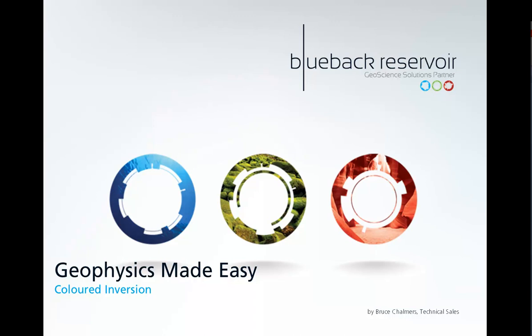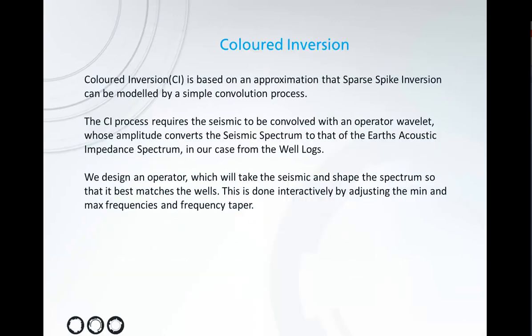In this episode we're going to look at colored inversion. Colored inversion is based on an approximation that sparse spike inversion can be modeled with a simple convolution process. This process requires the seismic to be convolved with a wavelet whose amplitude converts the seismic spectrum to that of the Earth's acoustic impedance spectrum. In our case, that's from the well logs.